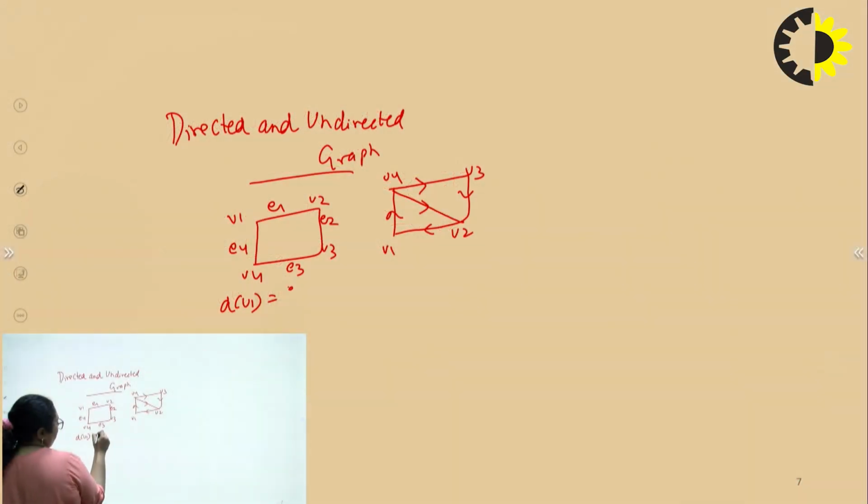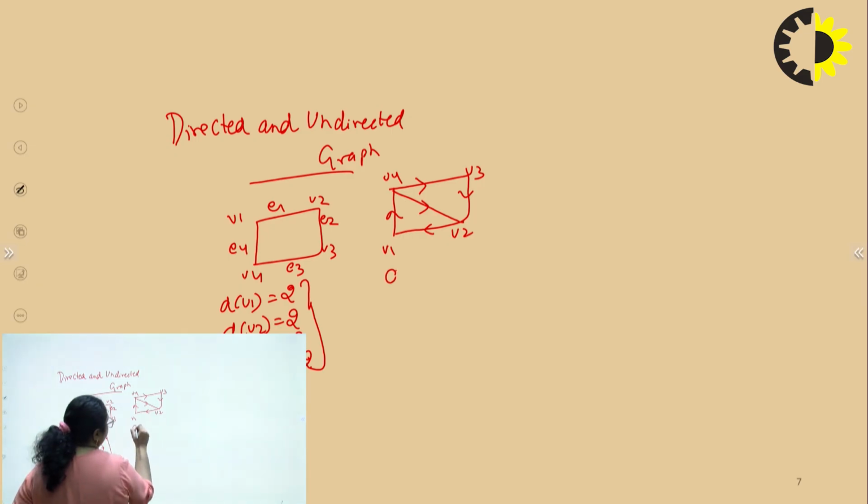the number of edges incident on a vertex contributes to its degree. If we look, the degree of vertex V2 is again 2. The degree of vertex V3 is again 2, and the degree of vertex V4 is again 2. So the number of edges incident on a vertex contributes to the degree of a vertex.